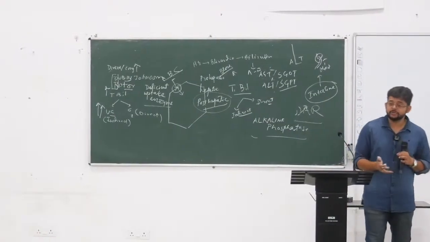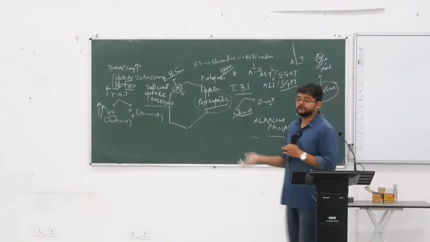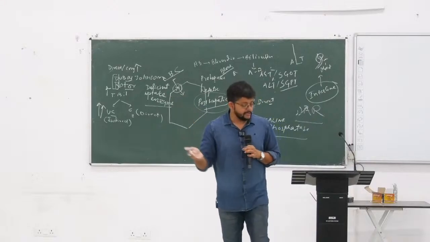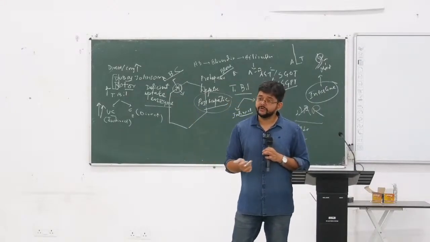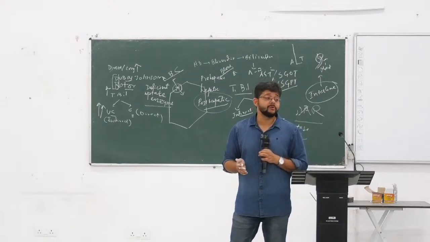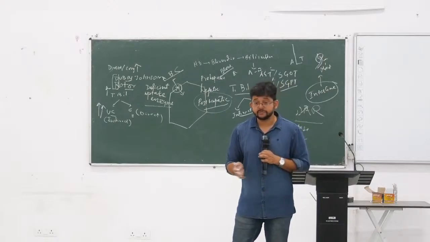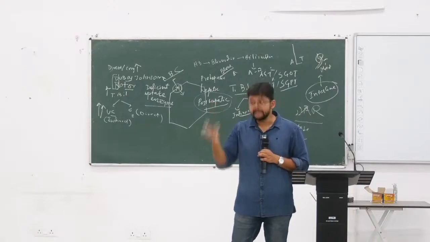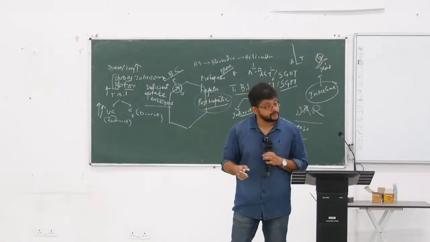Either hepatocyte damage is happening or obstruction, alkaline phosphatase may go up. If there is a bone pathology, alkaline phosphatase may go up. Four years ago, each of you had high alkaline phosphatase, most of you, because we were going through puberty. Even at that, when growth is happening in adolescence, when skeletal growth is happening, alkaline phosphatase will be very high.